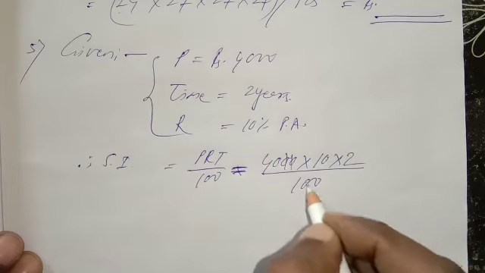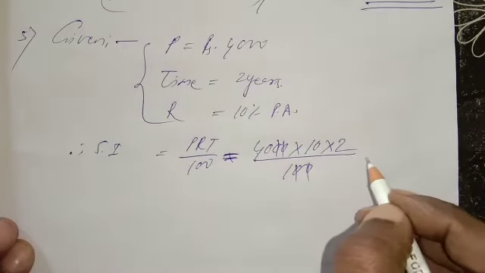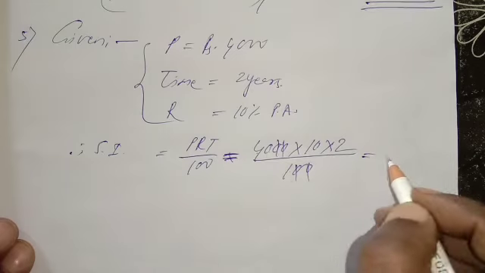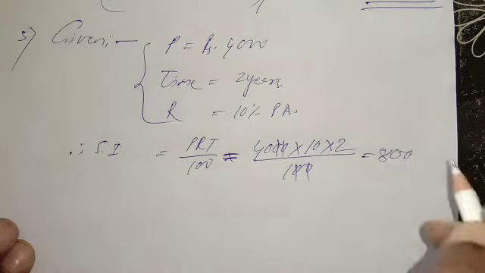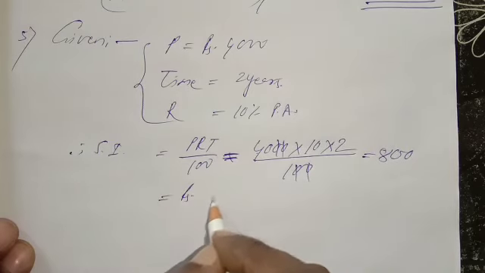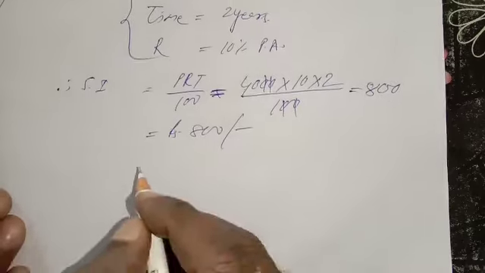2 0 cancel here. Okay. 4 to 8. 8 into 10 into, that means 800. 4 to 800. That means simple interest equal to how much? 800. Now you have to find out compound interest.